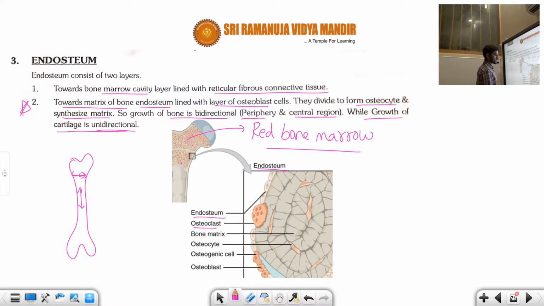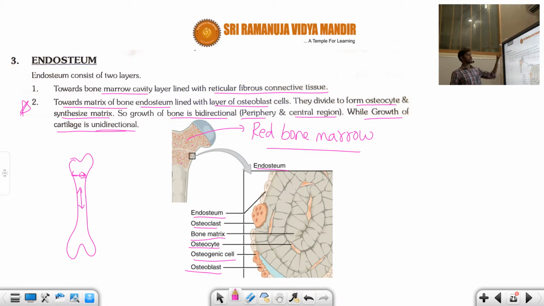There are osteoclast cells. Osteoclast is a bone resorbing cell; it is a bone destroying cell. The bone matrix is what we now call lamellae. And osteocyte is a bone cell. Osteogenic cell is nothing but a stem cell. Osteoblast is the bone forming cell. So these are all part of the endosteum. I hope you understand this part, students.